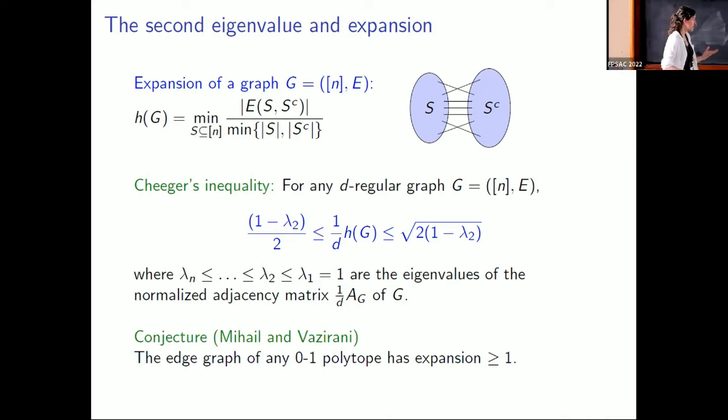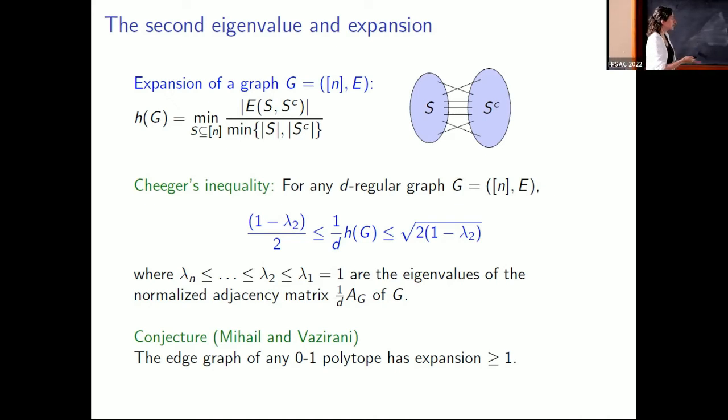One conjecture that we'll come back to is that the edge graph of any 0,1 polytope is conjectured to have expansion at least 1. And we may come back to this for polytopes that relate to matroids. There's many reasons one might want expansion to have things spread quickly, or maybe if it's for diseases, maybe you want small expansion, so you want things to spread slowly.